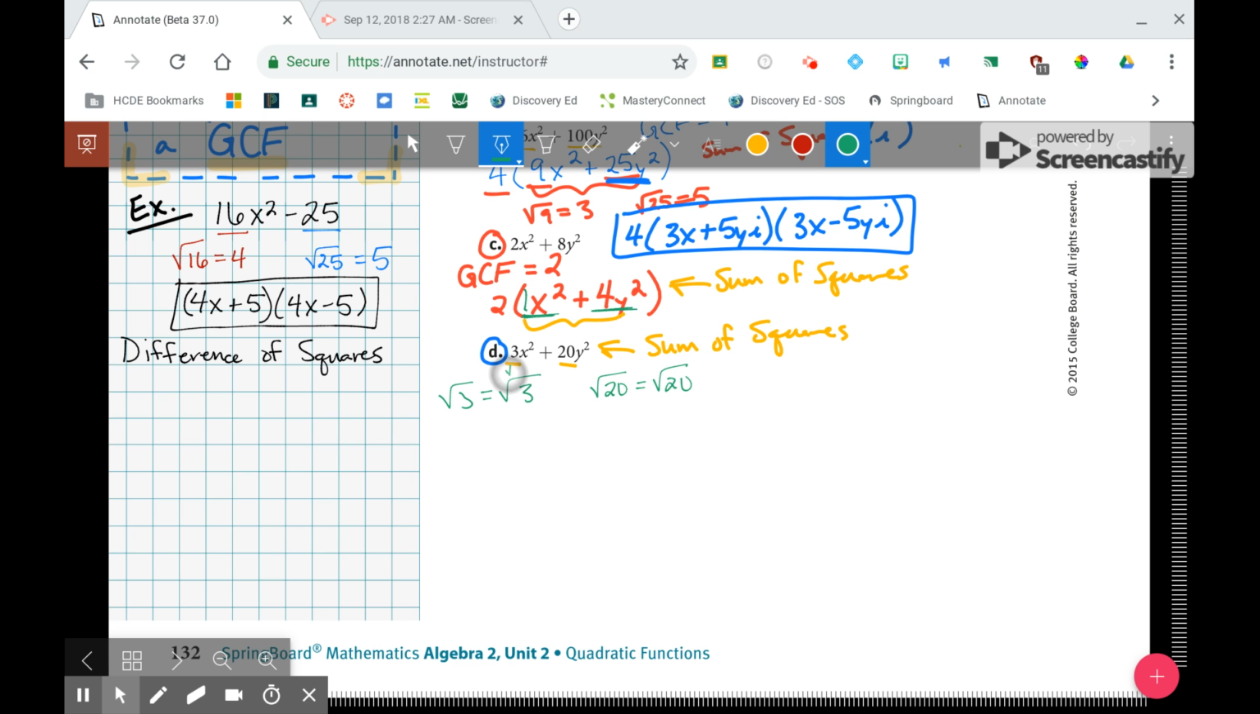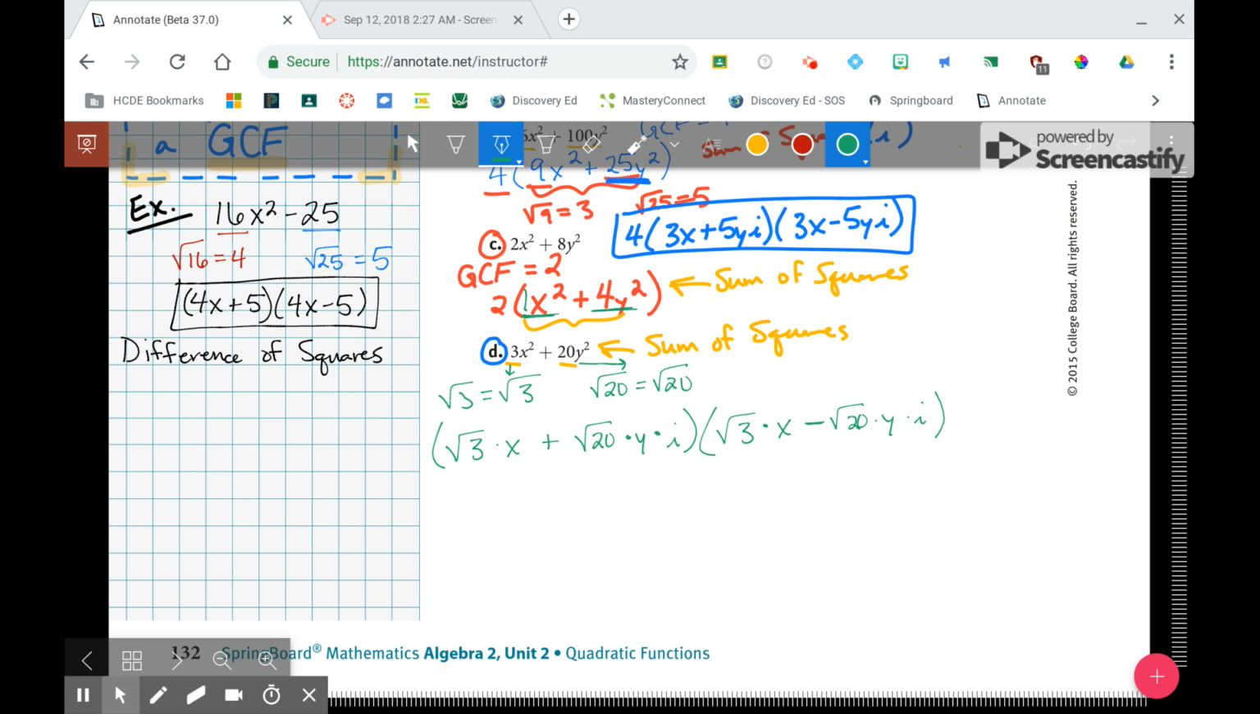Okay, and notice we had an x with the square root of 3, and we'll have the y with that square root of 20. So we write the first term, which is square root of 3 times x, and then plus square root of 20 times y, and remember it also gets the i. So again, these are some of the harder ones, just bear with me. So then we have square root of 3 times x minus, because these have to be alternating signs, or complex conjugates, square root of 20 times y times i. So that would be our final.